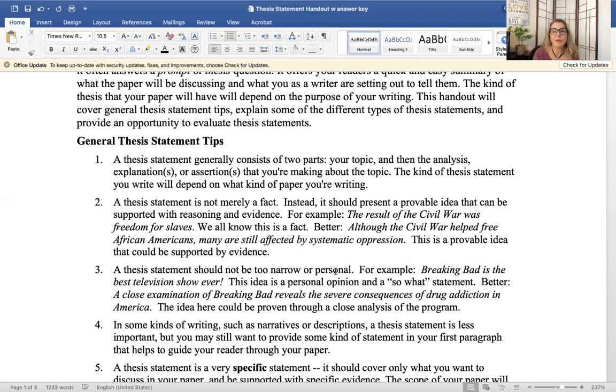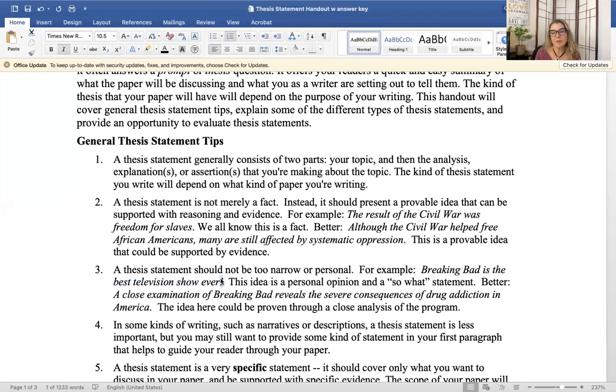So for example, if you look at this thesis statement, Breaking Bad is the best show ever, right? Some of your readership may not think Breaking Bad is a good television show. Maybe they haven't seen it, right? So you're really making a broad assertion there, but also bringing in a preference of yours. It also, you never want to have strong punctuation.